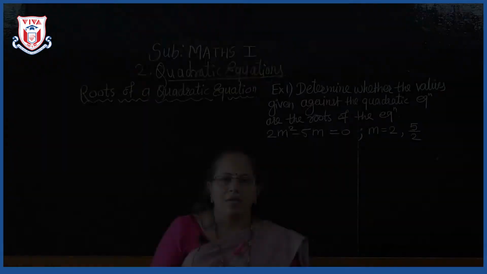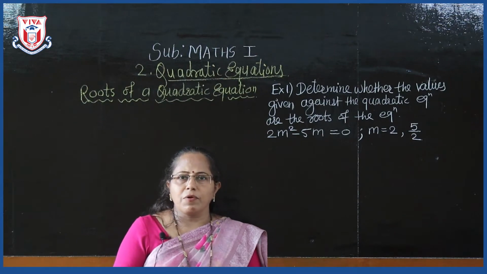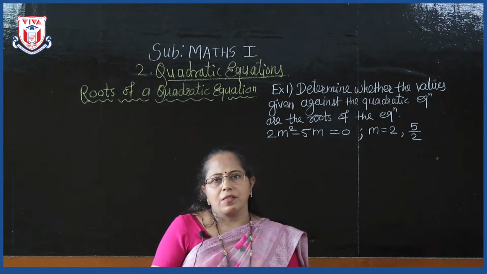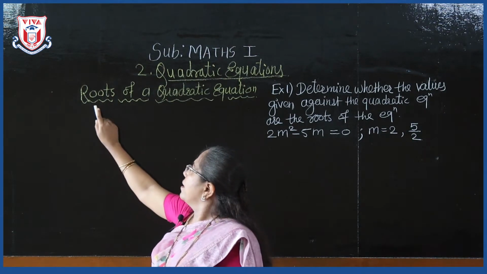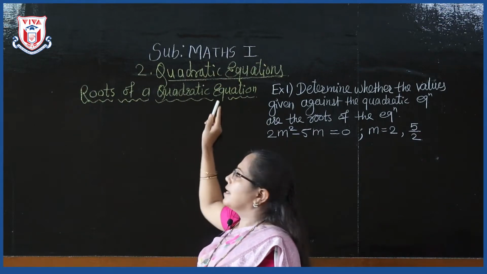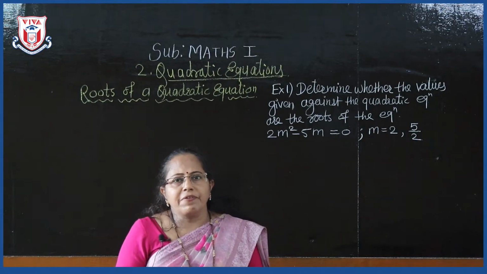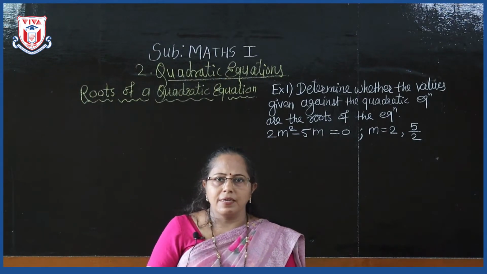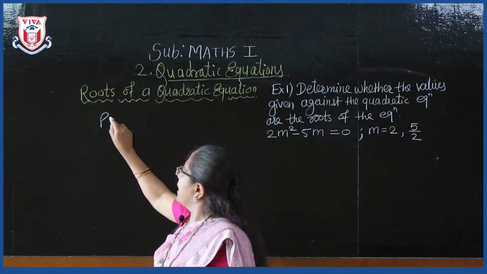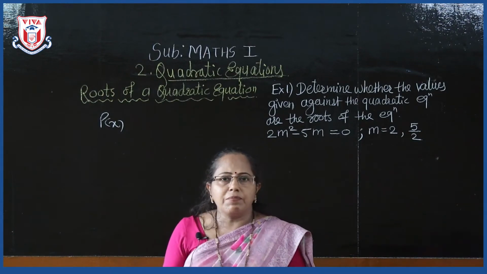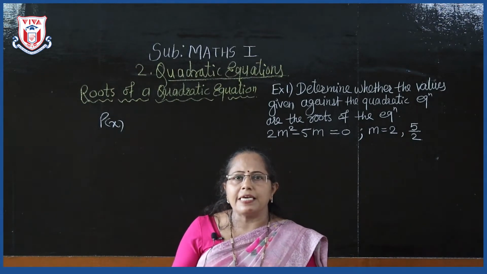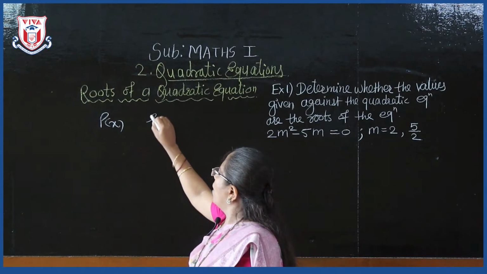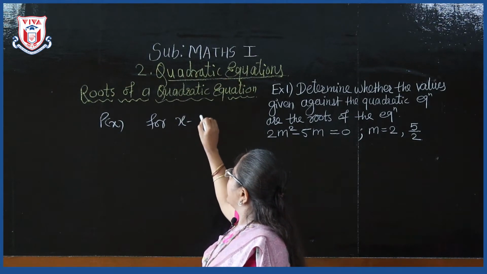Followed? Students, we studied general form of quadratic equation. Now we'll move on to the next topic, roots of a quadratic equation. So in the previous standard, you studied the value of the polynomial. Let the polynomial be p(x). If the value of this polynomial is 0 for x minus a.